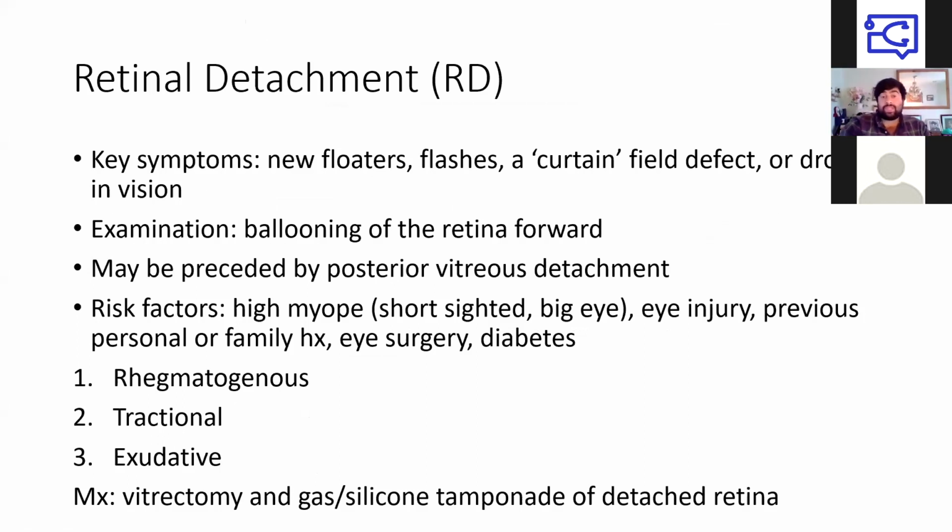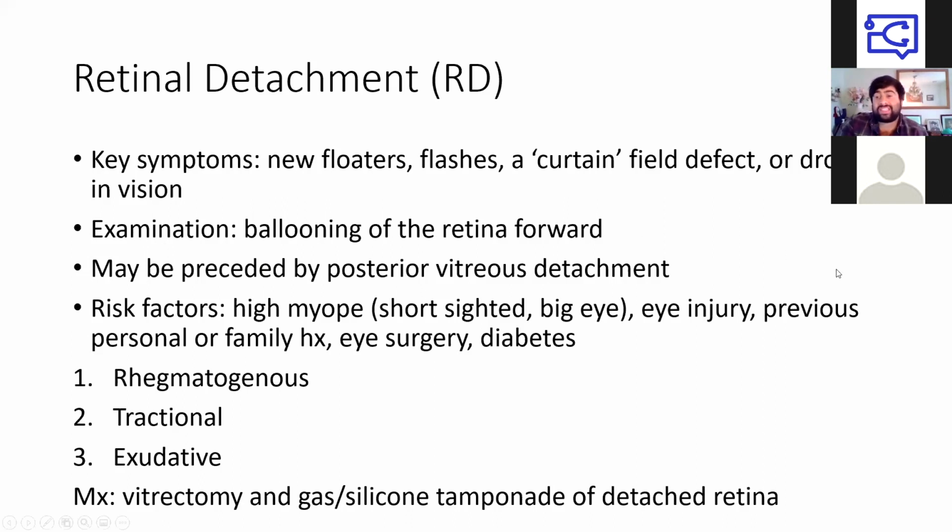The key symptoms that a patient might report are new floaters, new flashing lights, and a curtain field defect. So it feels like their vision has just been covered in a curtain. You might see on examination a ballooning of the retina as it's detached from the back of the eye, and it may be preceded by posterior vitreous detachment, which is where the jelly in the eye detaches at the back, might cause a degree of flashes and floaters, and usually is like a warning to the progression of RD.